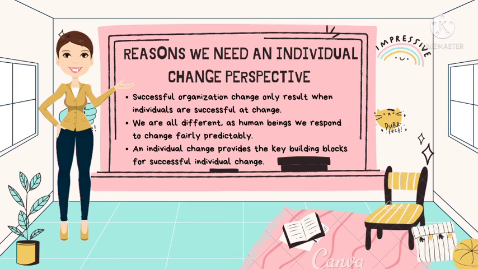Last is an individual change provides the key building blocks for successful organizational change. In this case, we can directly connect an individual change to achieving organizational goals and objectives. It is actually at the center of meeting the goals and strategic initiatives because it shows what an effective change looks like from the individual perspective.